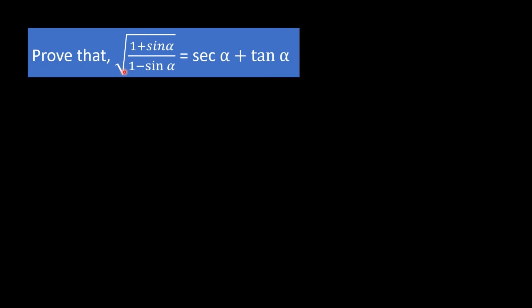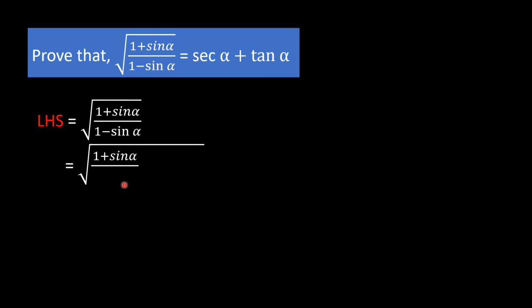Prove that under root 1 plus sin alpha divided by 1 minus sin alpha equals sec alpha plus tan alpha. We will write the left hand side. In the left hand side, we have to get rid of this radical sign in order to prove this statement. For that, we have to create perfect squared terms inside this radical. So therefore, we will multiply this term by 1 plus sin alpha divided by 1 plus sin alpha, which is the conjugate term of 1 minus sin alpha.